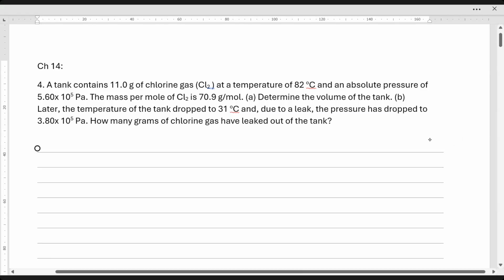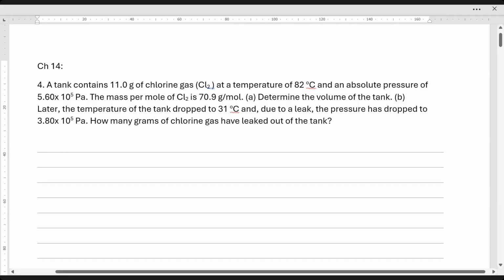So in this question, I have a tank containing 11 grams of chlorine gas at a temperature of 82 degrees Celsius and an absolute pressure of 5.6 times 10 power 5 Pascal. The mass per mole of chlorine is 70.9 grams per mole. We want to find the volume of the tank.